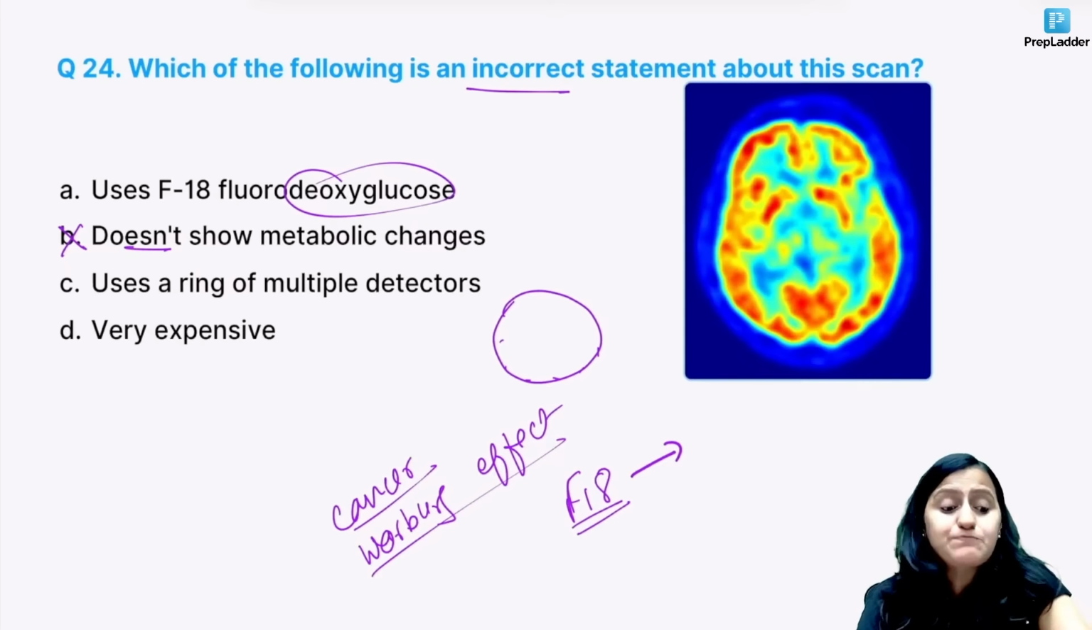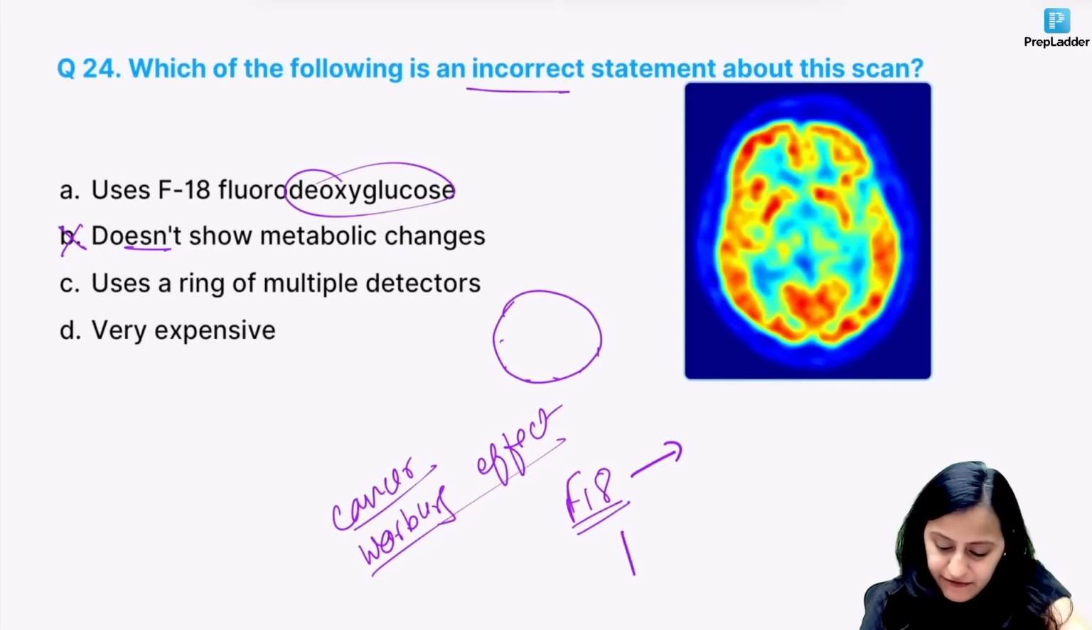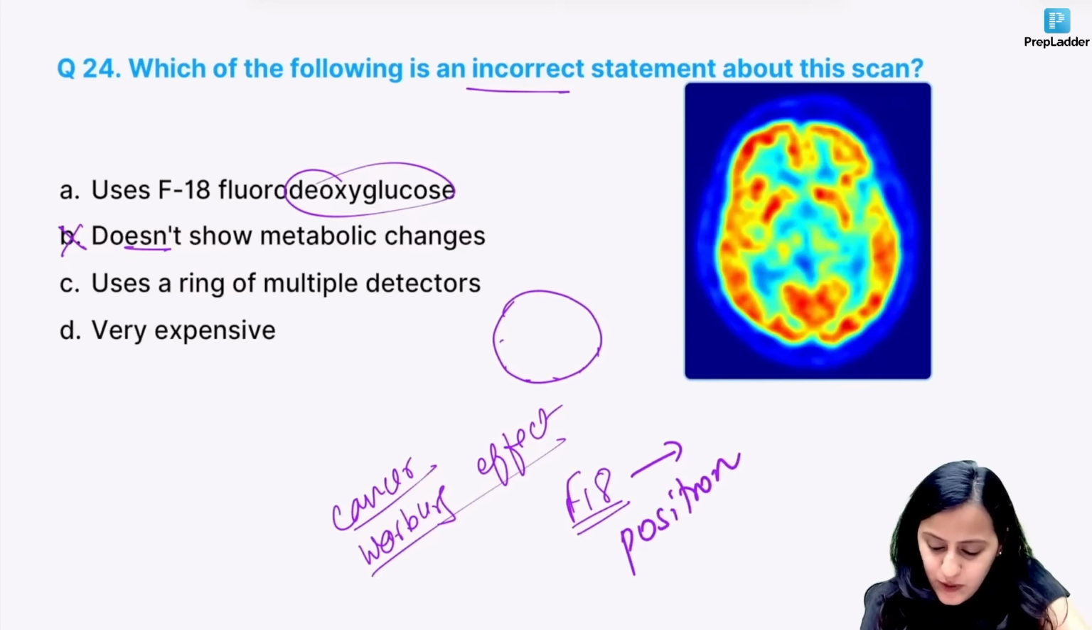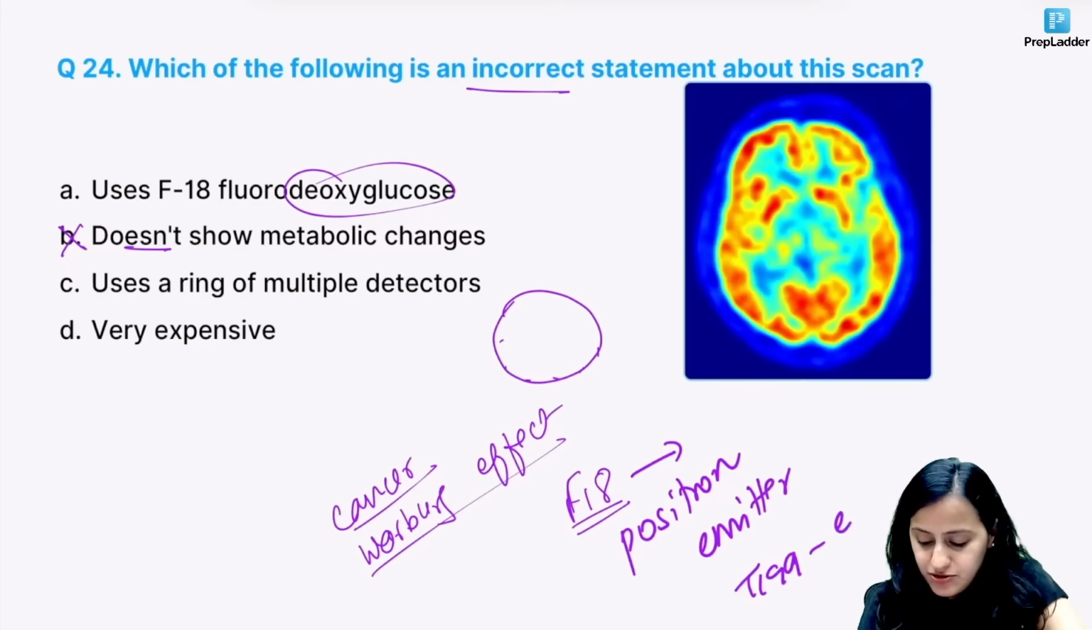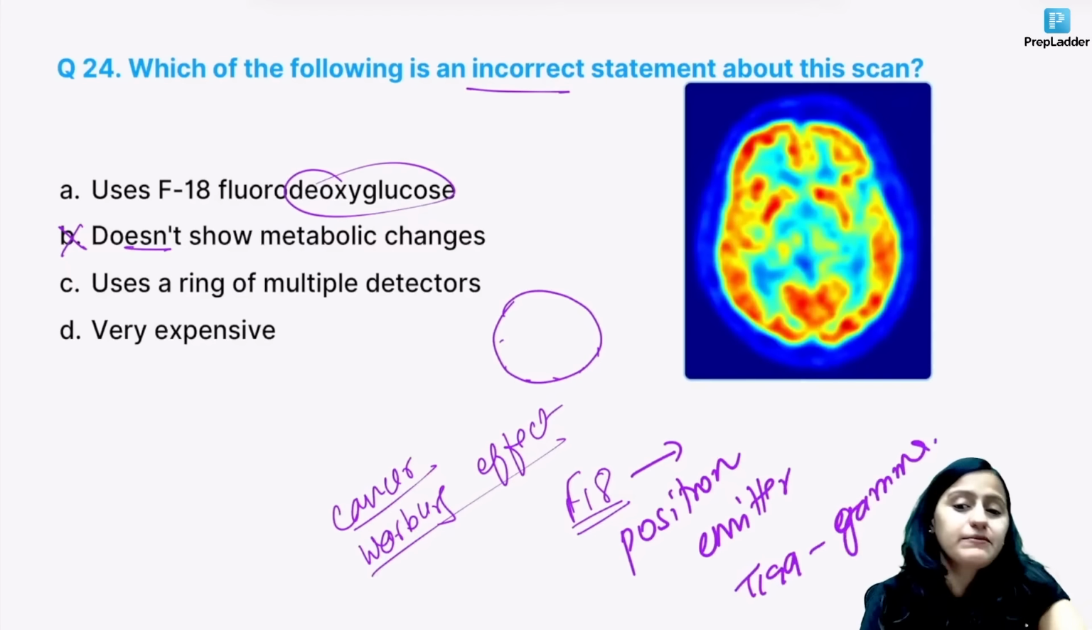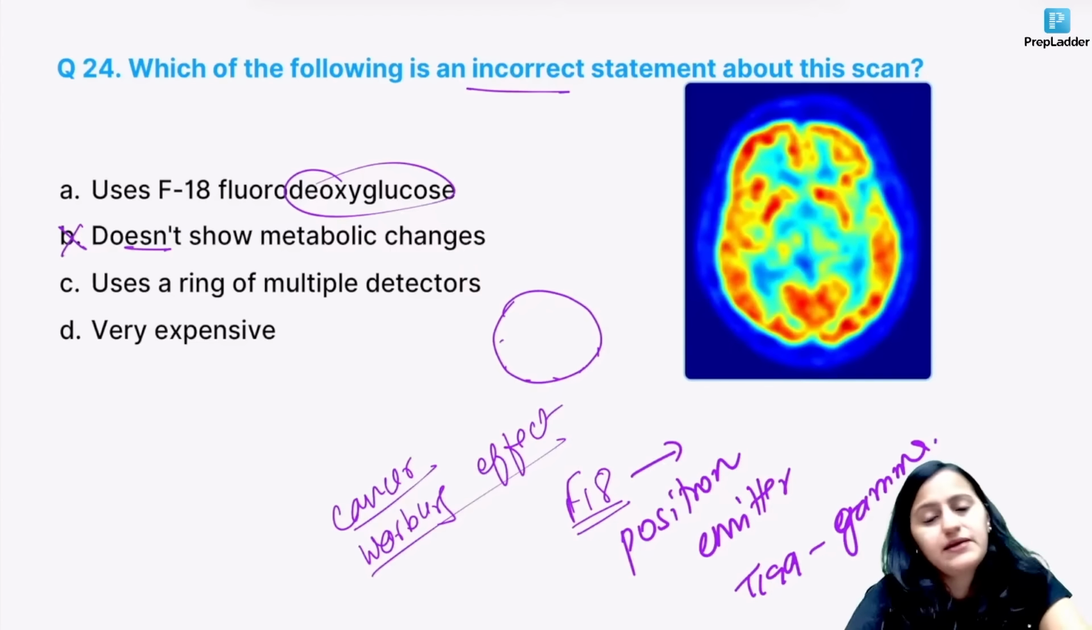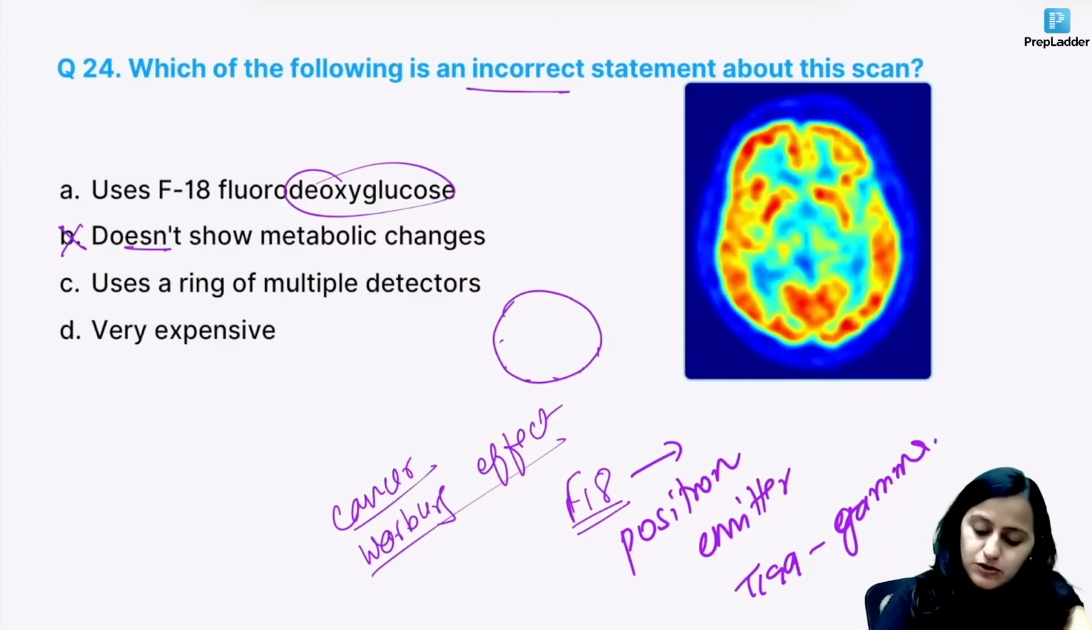Because PET is positron emission tomography and F18 is a positron emitter. Technetium-99 is not a positron emitter. It is a gamma emitter. Okay, you want a positron emitter, so that is why we use F18.